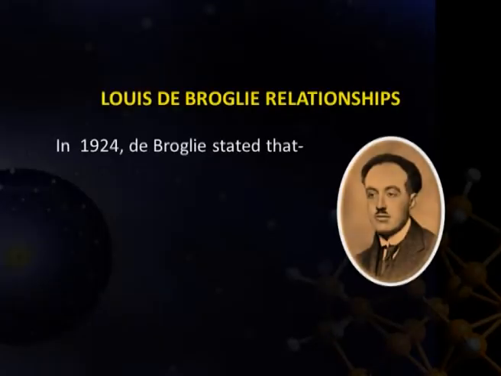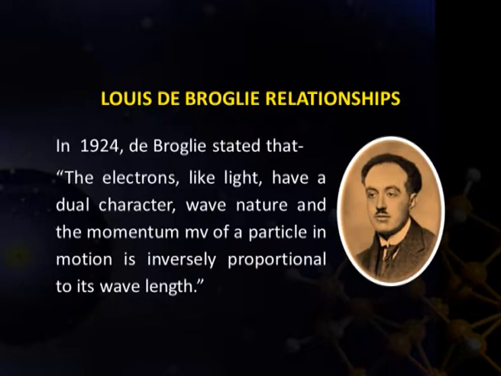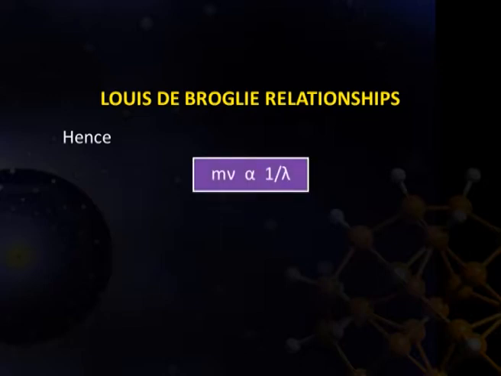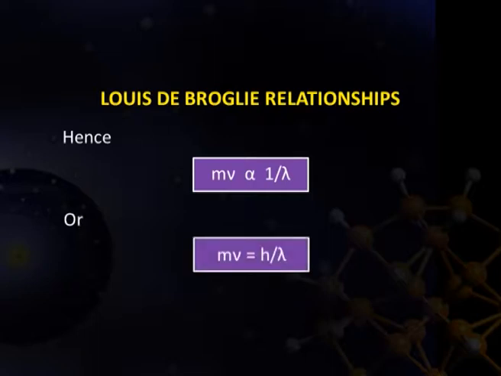In 1924, de Broglie stated that electrons, like light, have a dual character, wave nature and particle nature. The momentum mv of a particle in motion is inversely proportional to its wavelength. Hence, mv is directly proportional to 1 upon lambda, or mv is equal to h upon lambda, where h is the Planck's constant.